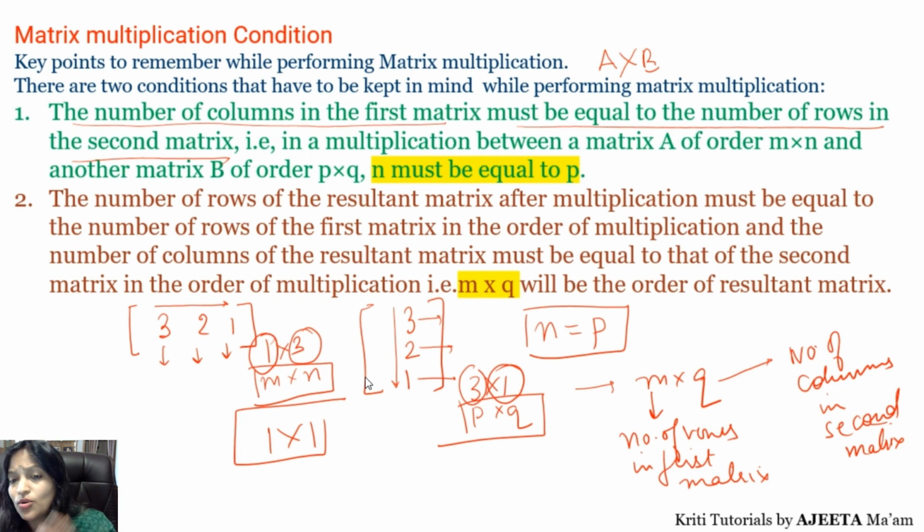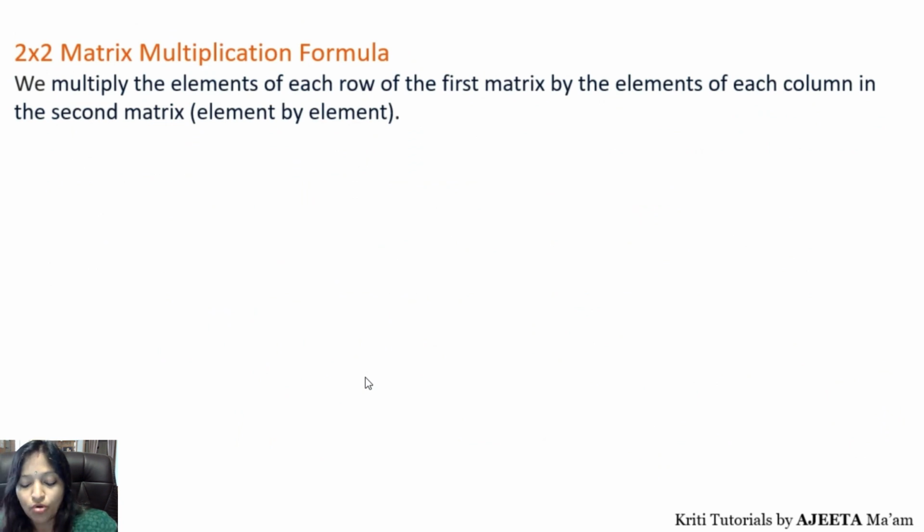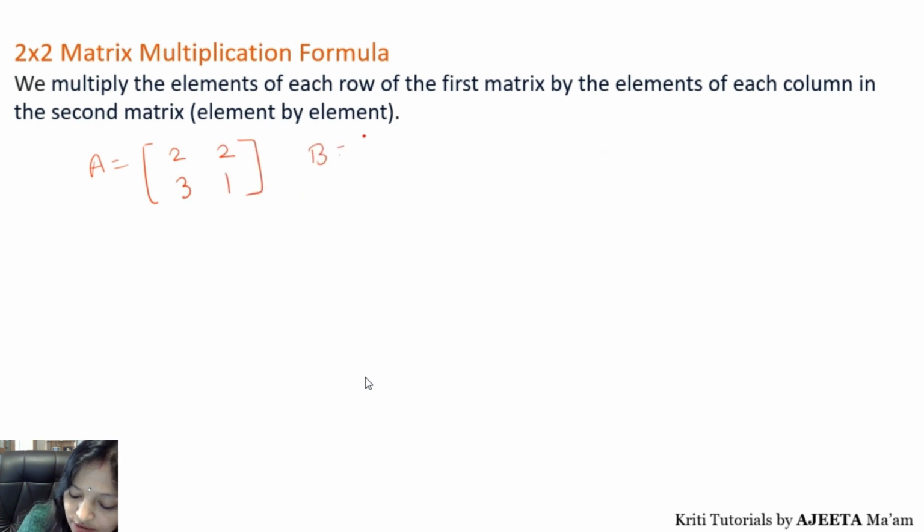Let's take examples now. Let's learn how to multiply. Now, what is the formula for 2 by 2 matrix multiplication? We multiply the elements of each row of the first matrix by the elements of each column in the second matrix, element by element. Now let's take it 2 by 2. Let's take two matrices of 2 by 2. Okay, let's take another. Matrix can be anything, students, doesn't matter.